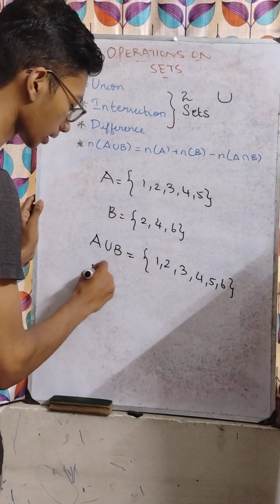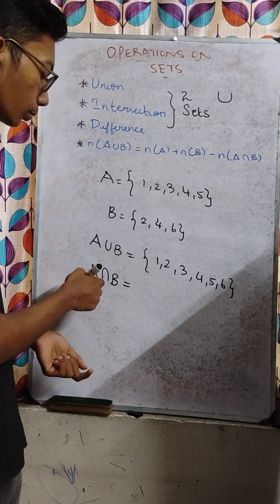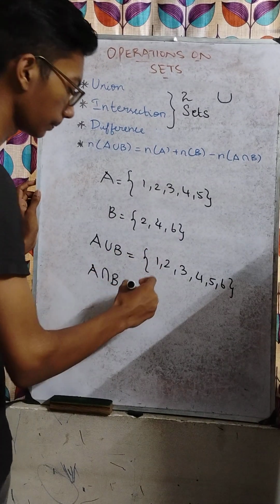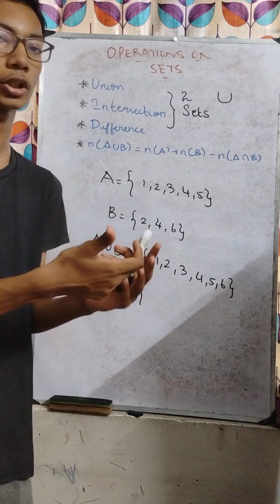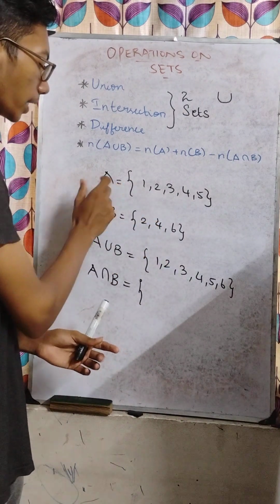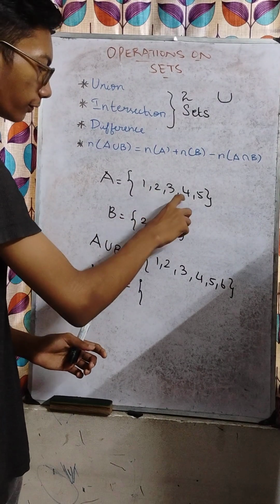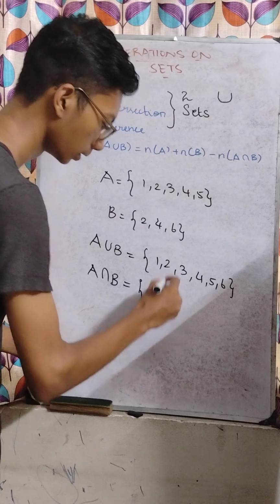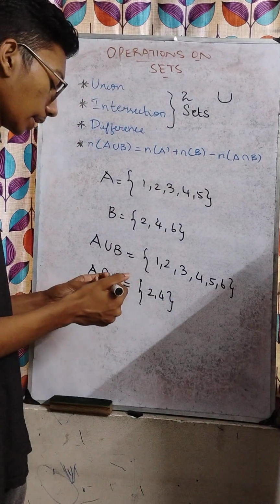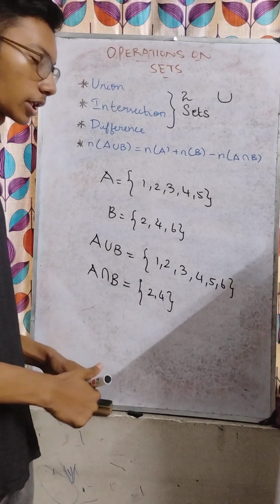Now for intersection, that is the upside down U. So that is A intersection B. What intersection means is, we have to get the common terms from the two sets. From A and B, 2 is common to both, 4 is common to both. So we have 2, 4. So this is A intersection B, just the common terms in the two sets.